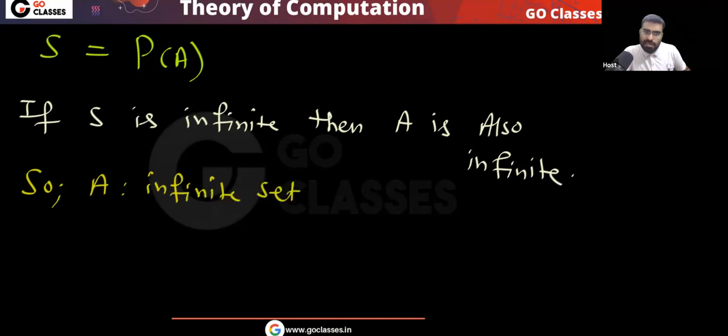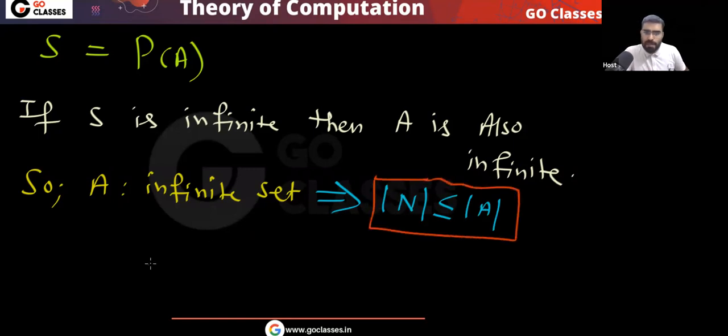A is an infinite set. That means what? That means the cardinality of A is greater than or equal to the cardinality of N, because A is an infinite set. And you already know that S is the power set of A, so I can say that the cardinality of A is strictly less than the cardinality of S. Yes or no? You got this equation.